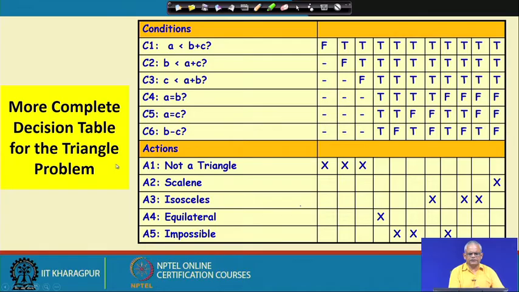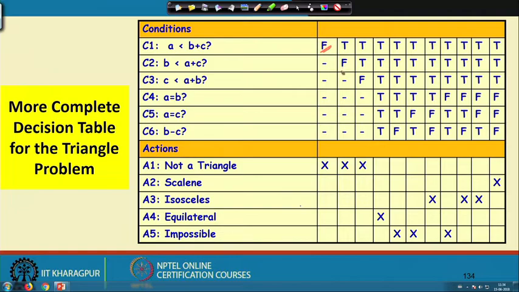This is a more complete decision table for the example we discussed, because in the top row we have replaced whether it forms a triangle or not with specific conditions which are easier to check. A is less than B plus C, B is less than A plus C, C is less than A plus B, and if all of this is true, then it forms a triangle. As long as it is false, then the output is not a triangle.